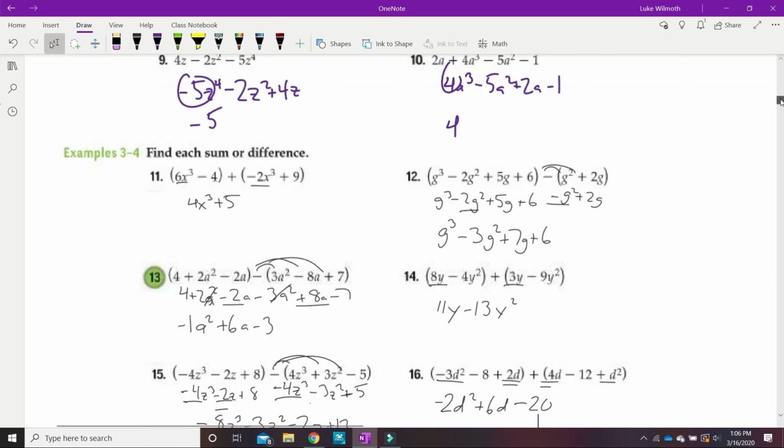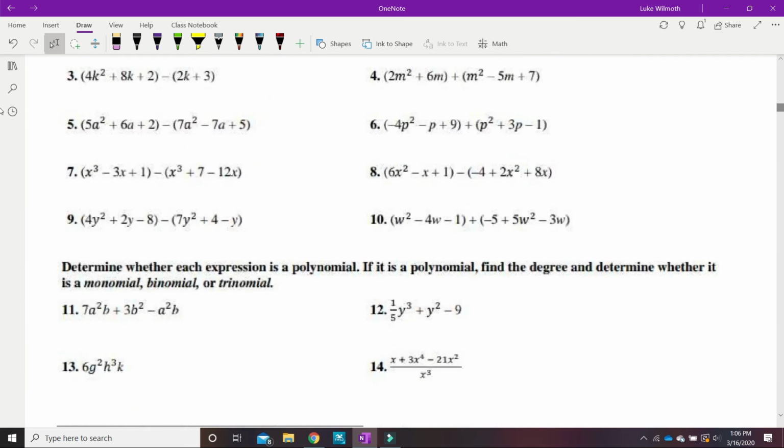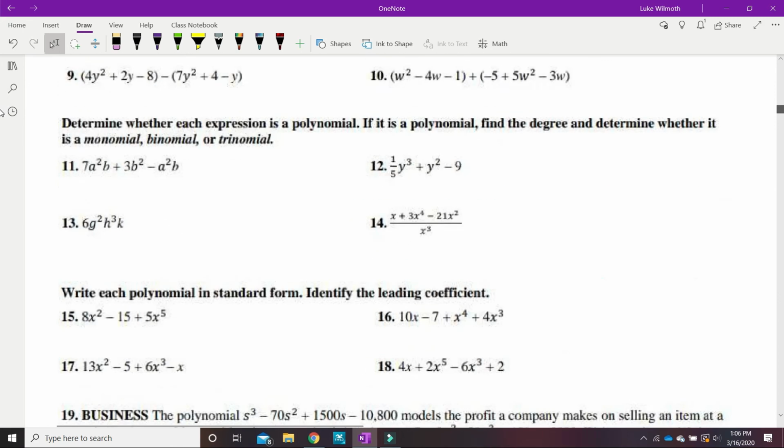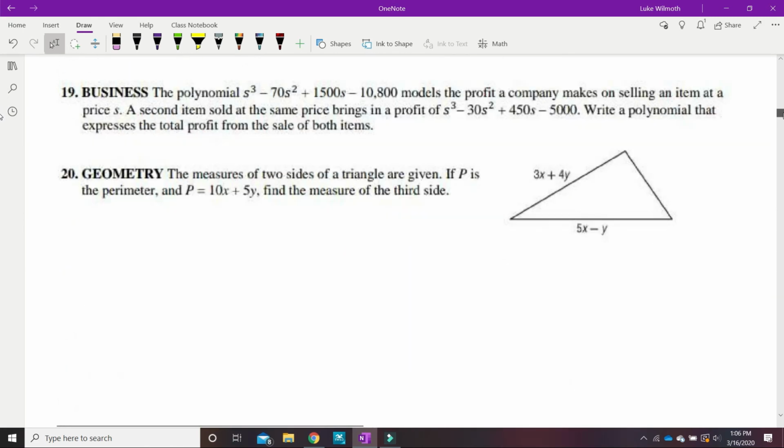That is it for chapter 8.1. You've got some practice problems here. If you're bored, that took a little bit less time than class normally would. So let's do all of these problems for practice. And we'll go over any questions you have when we get back.